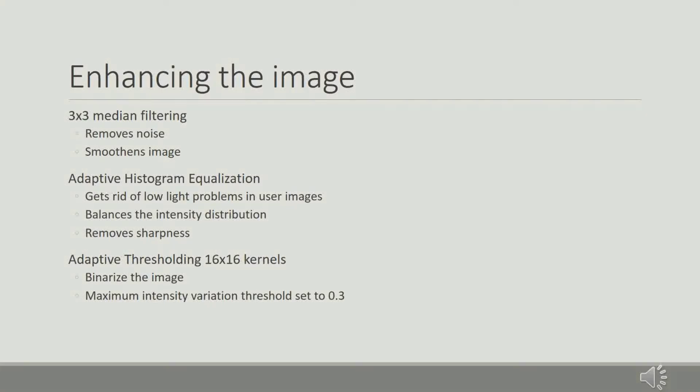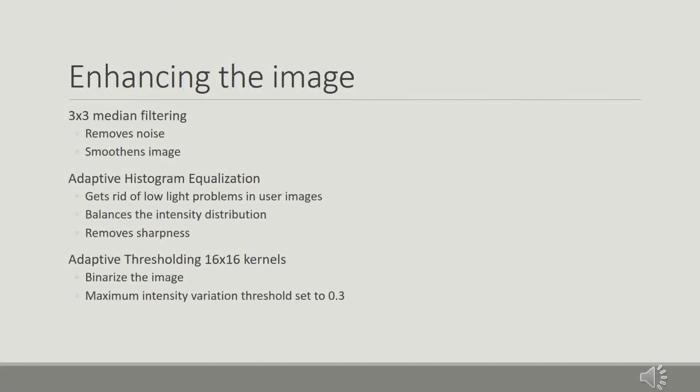So how do we enhance the image? For that we have taken three different filtering and multiplication techniques. First I do a 3x3 median filtering. 3x3 median filtering basically gets rid of all the standard noise, and it also smoothens the image.